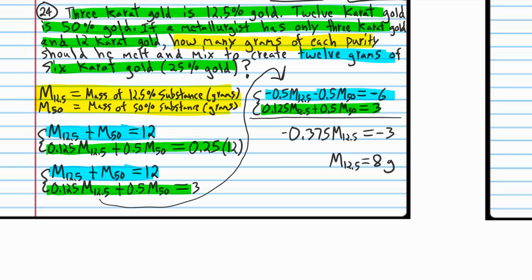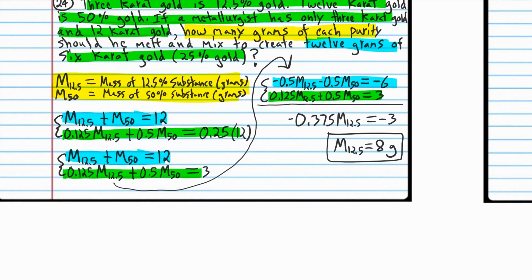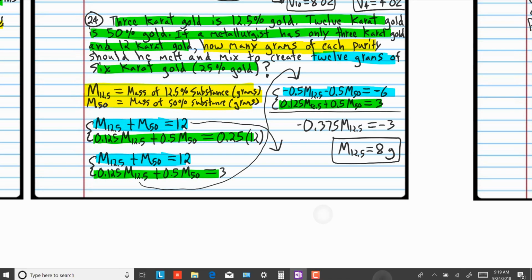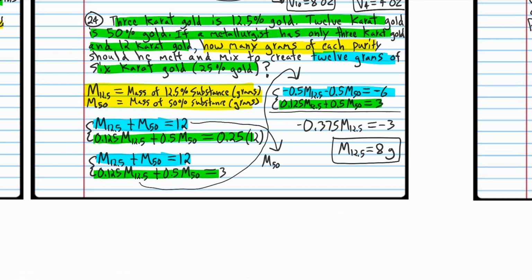And we can write g for grams. Lowercase g is the unit for grams, or you can just spell out grams if you don't know what the abbreviation is for that mass. So 8 grams, and we can look back to the original blue equation to figure out how many grams of the 50%. And obviously that would just be 4 grams, because 8 plus 4 is 12.